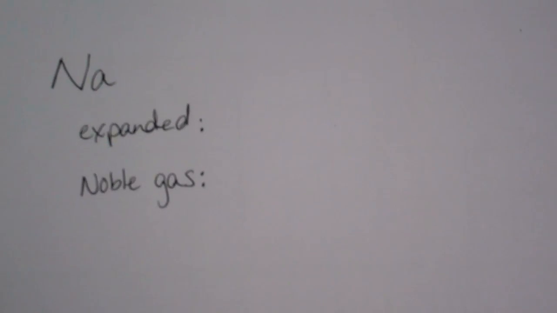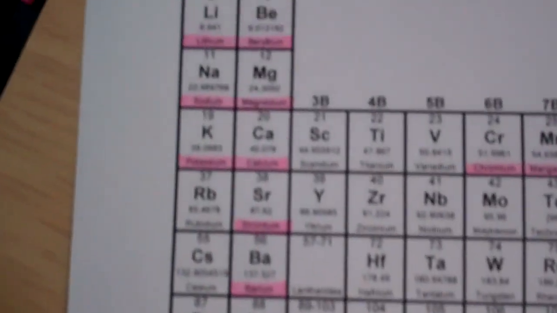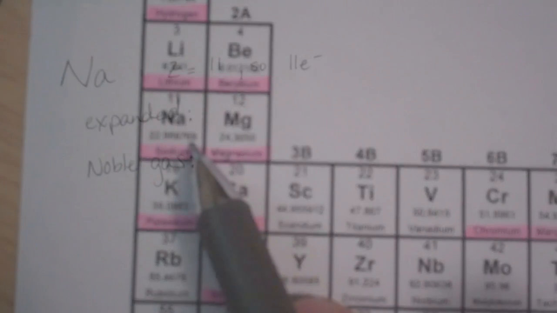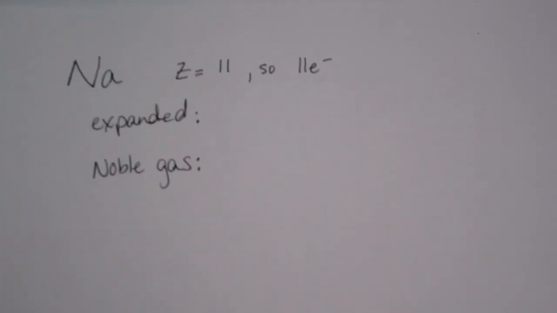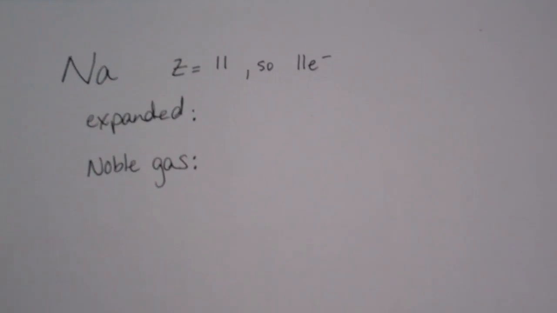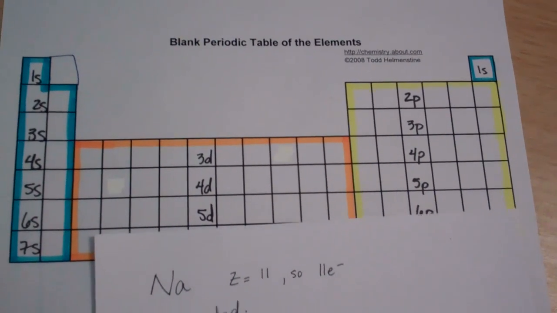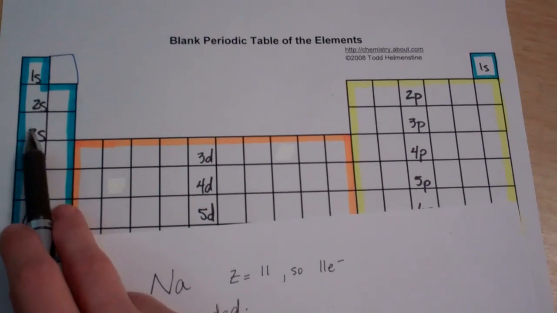Let's look at the electron configuration of sodium. First, we need to look at our periodic table and find sodium. Sodium has an atomic number of 11, so we need 11 electrons in our electron configuration. Using the periodic table set up in blocks, we find that sodium is right here.